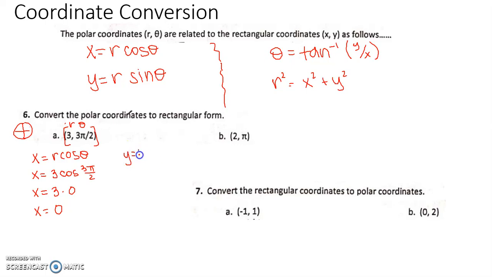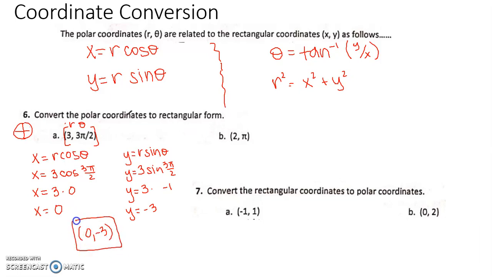For my y, it's r sine theta. So again, my r was 3, my theta was 3 pi over 2. Thinking about my unit circle again, sine of 3 pi over 2 is negative 1. So 3 times negative 1 is negative 3. So my xy coordinates would be 0, negative 3. Try that same thing for b. You should get negative 2, 0.